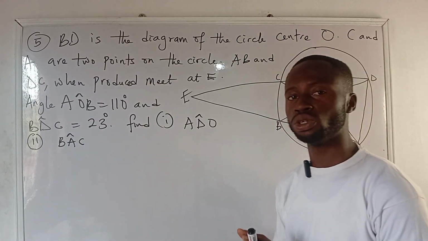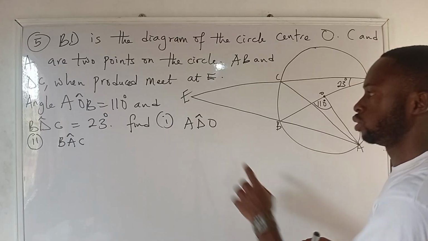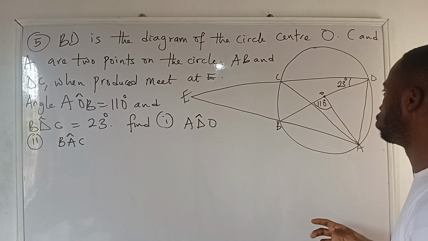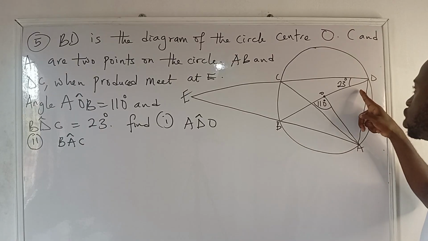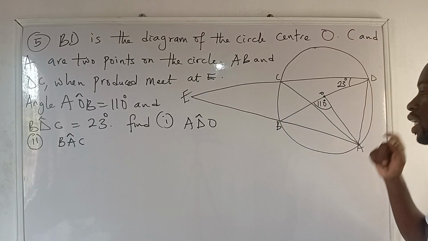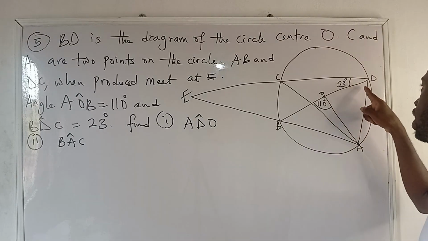Now, what can we do? Let's quickly look at what we have and what we need. We need ADO, and where is ADO? ADO is here. ADO, that is this angle that is here, is what they ask us to find. Let's start with ADO first.